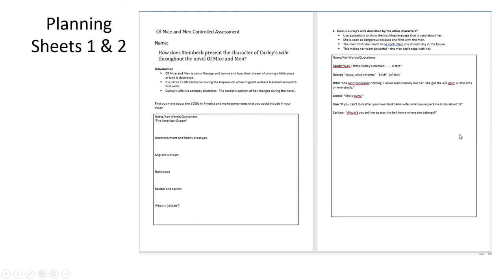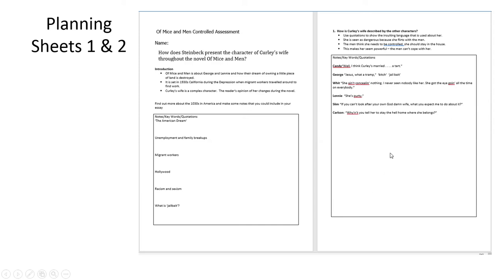The second page then should be your first PEA paragraph. Okay. And again, there's some bullet points about what you should be writing, some ideas, and then there's some quotations, and then there's some space for you to do some planning.